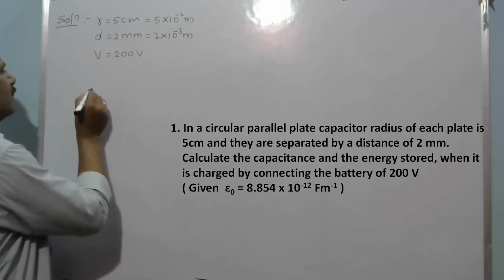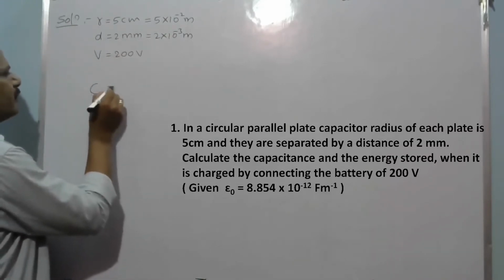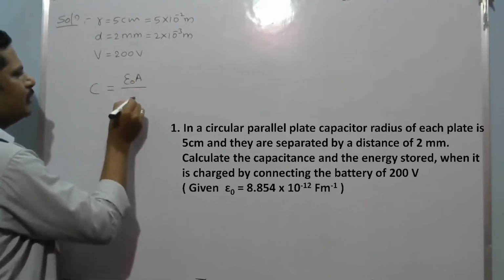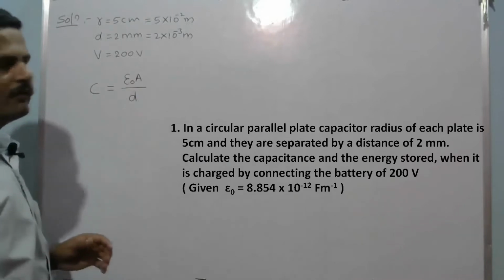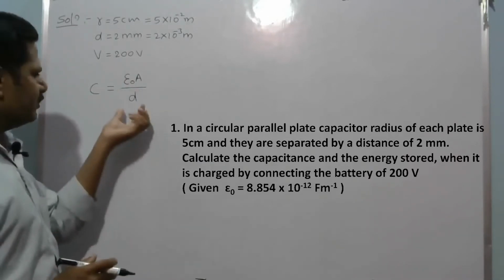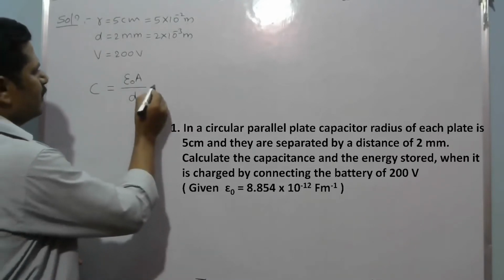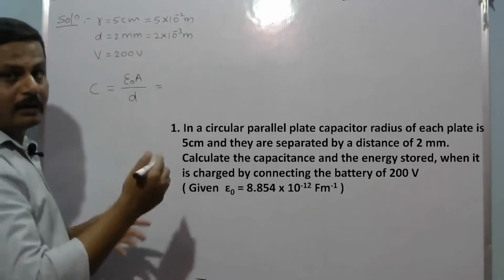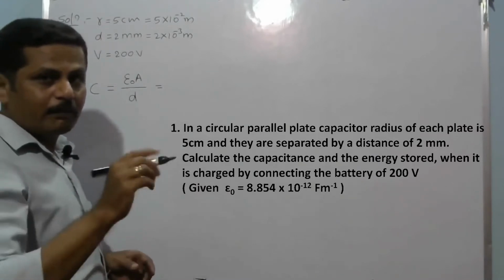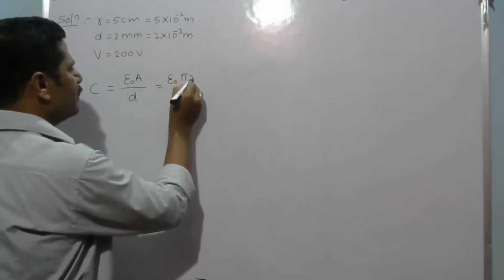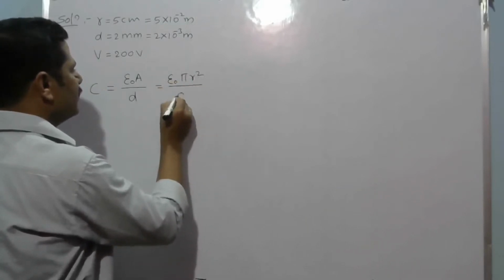Now we know that the capacitance of the parallel plate capacitor is given by epsilon naught A divided by D, where epsilon naught is the permittivity of the free space and A is the area of the plates and D is the distance between the two plates. That is nothing but the separation between the two plates. Here, we need to consider the area of the circular plate. The area of the circular plate is given by pi r square. So we could write epsilon naught pi r square divided by D.